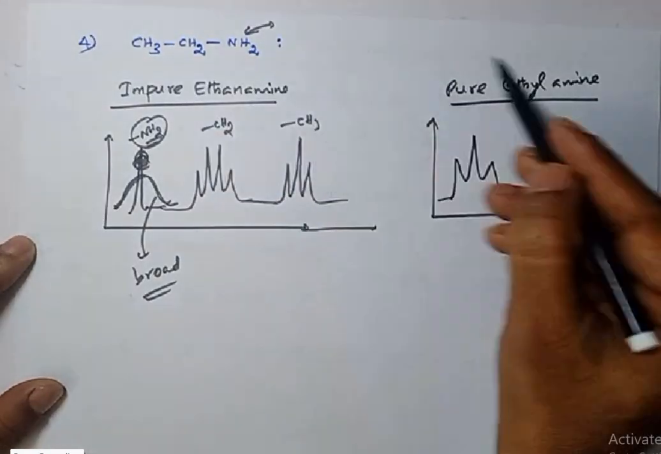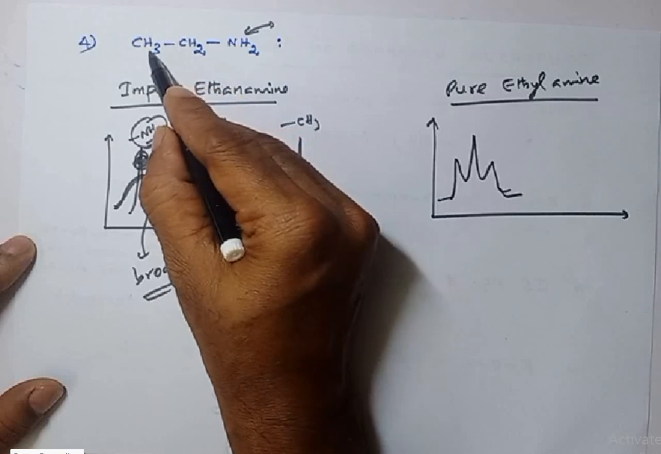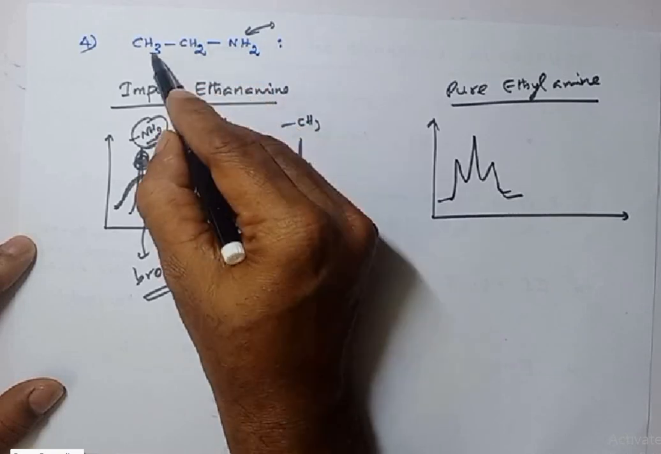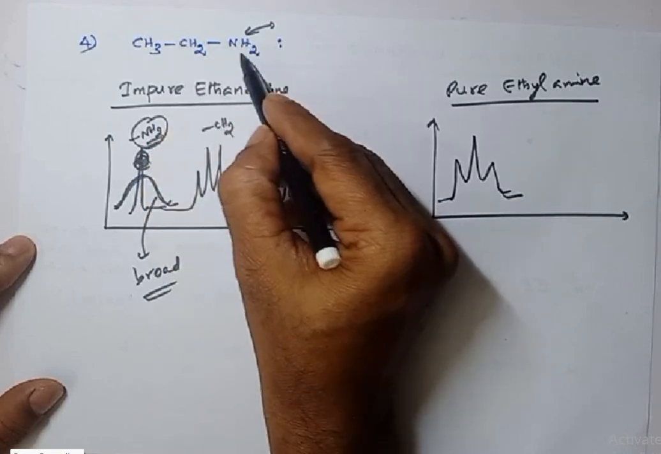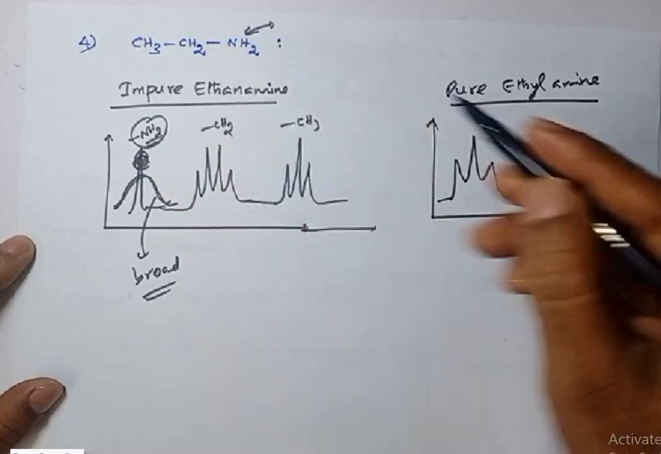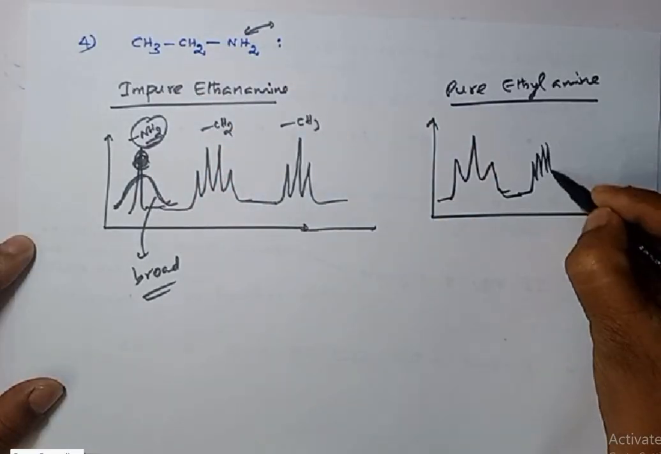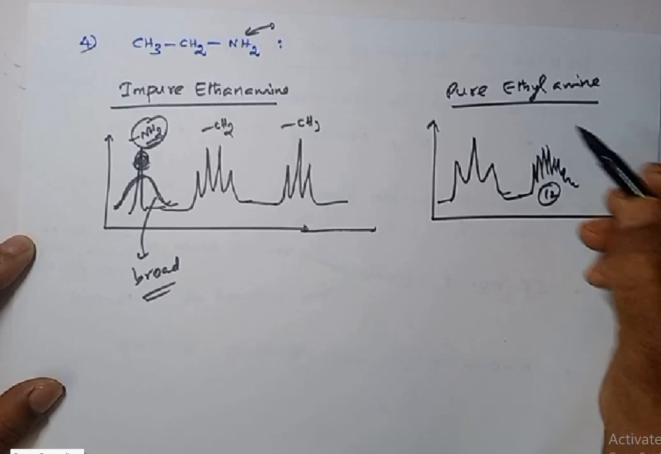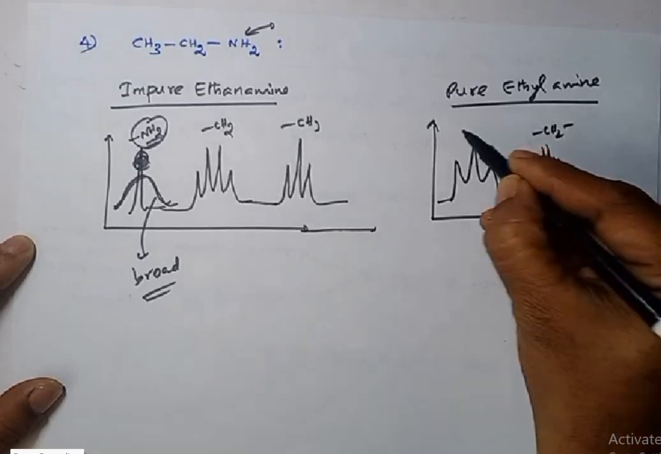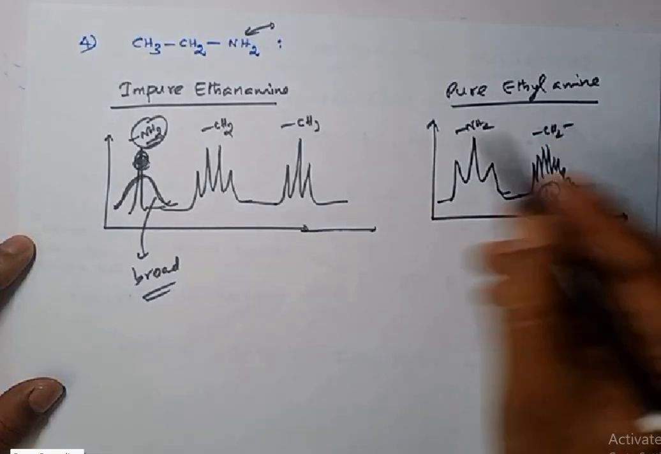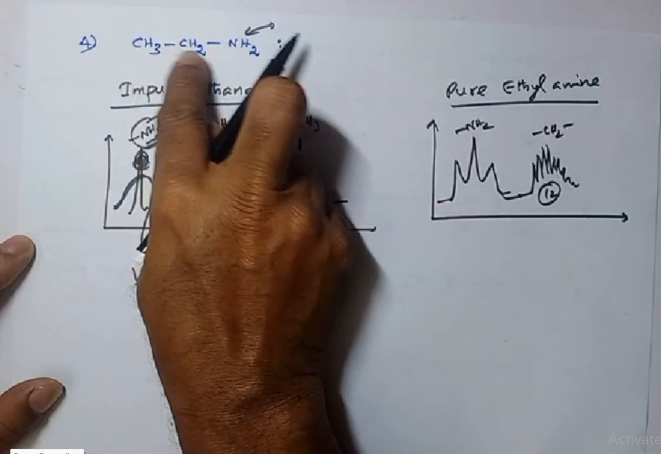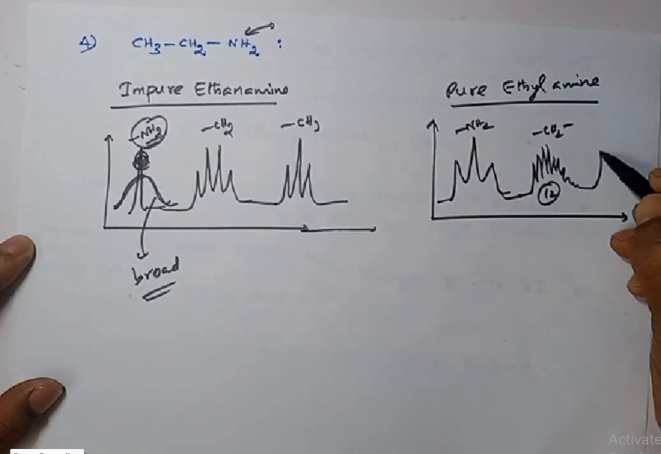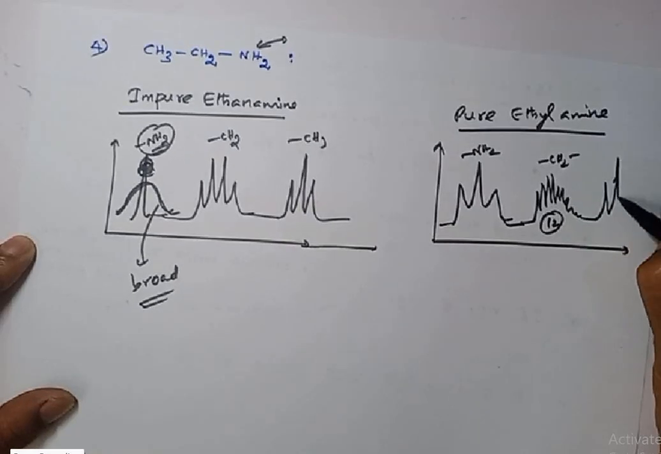Then the CH2 protons are split by the methyl as well as NH2. So 3 plus 1 is 4, 2 plus 1 is 3, 4 into 3 is 12. Yes, we get a multiplet which consists of 12 peaks. The 12 peaks are due to CH2 protons. This is due to NH2. Then the methyl protons are split by CH2 into a triplet. It exists as a triplet, as in the impure amine.